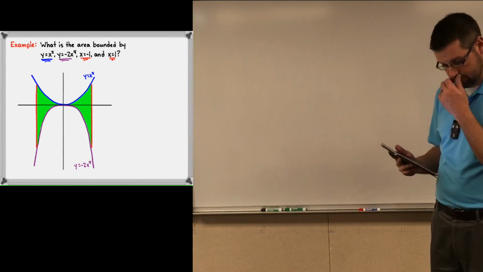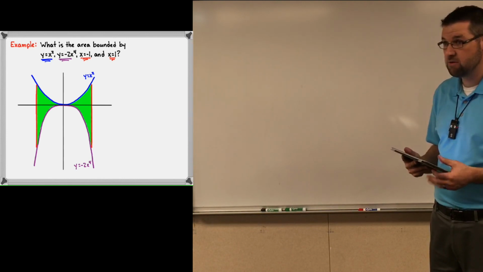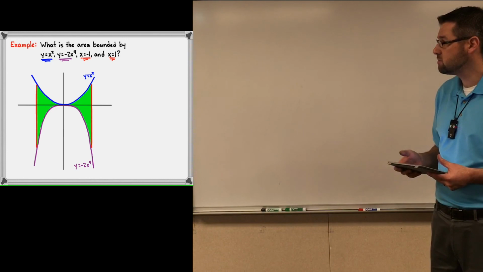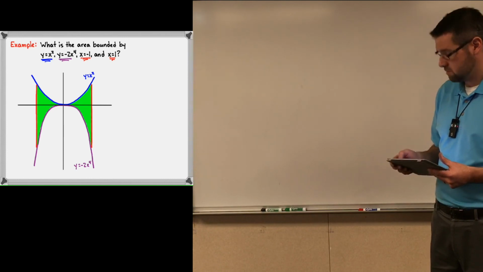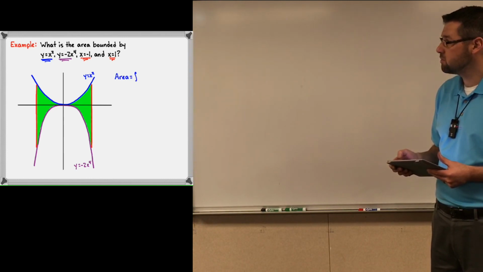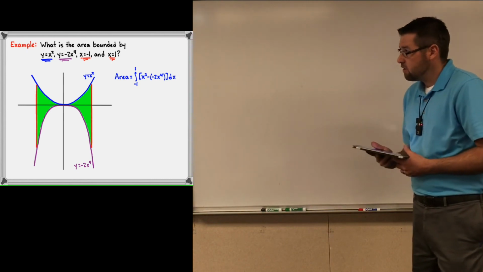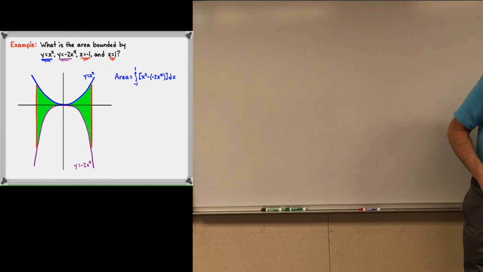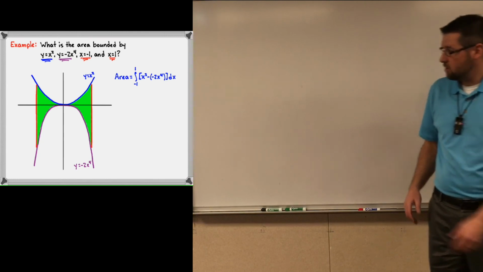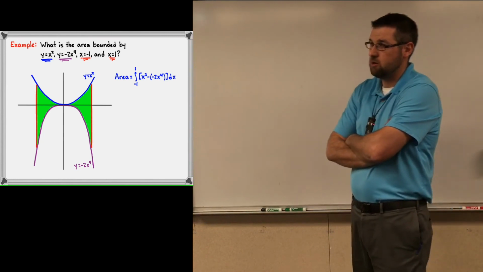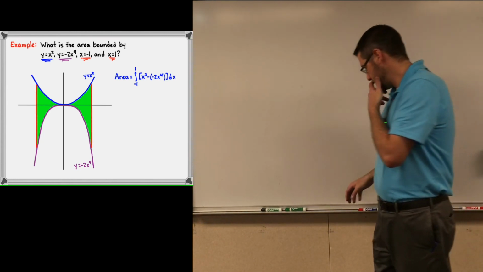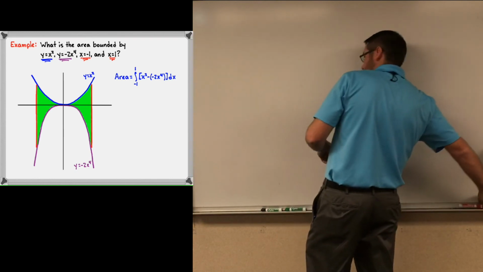So what's the equation here to find the area of those green regions? The integral from negative 1 to 1 of x squared minus negative 2x to the fourth. Okay. Now some of you might be looking at that going, wait a minute. Negative 2x to the fourth is below the x-axis, right? So let's explore that just for a minute and see what we come up with.